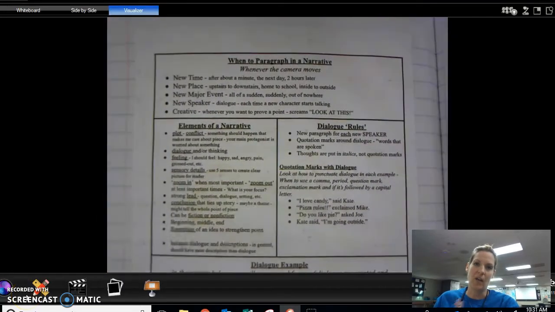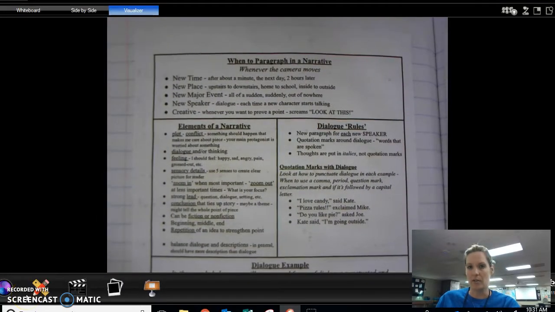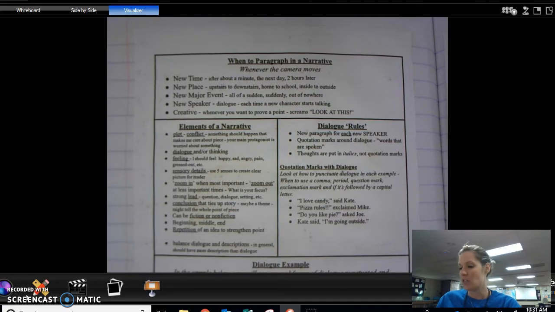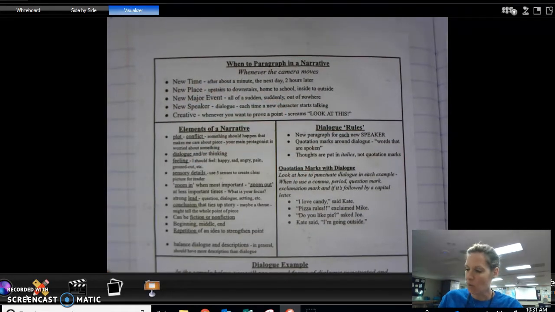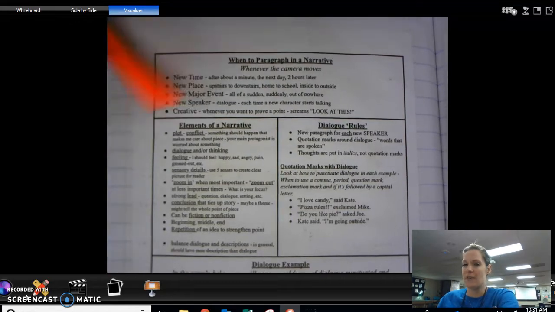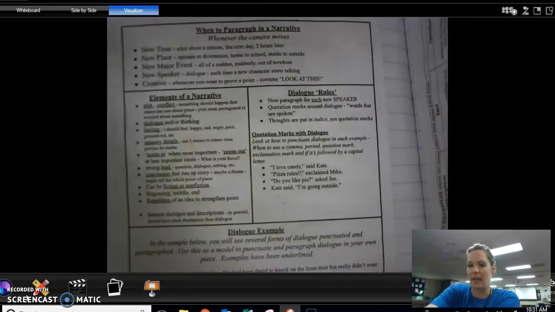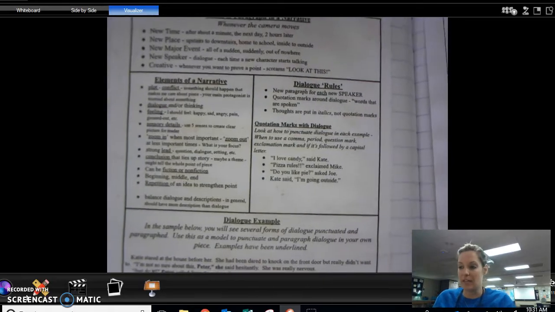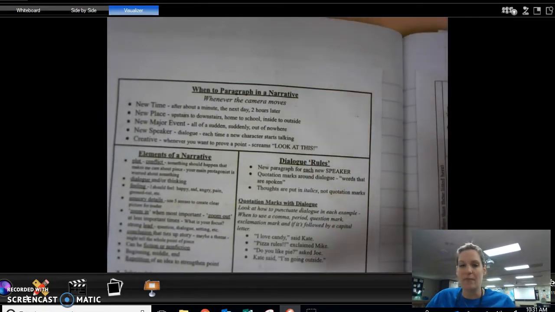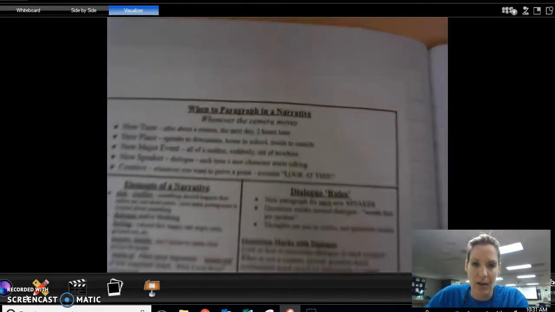In this lesson, we're going to take a look at when do we paragraph in a narrative piece of writing. So what I want for you to do first is turn to page 92 in your resource journal, or wherever this piece of paper is right here. And what we're going to look at is the very top of this piece of text. At the top, it talks about when to paragraph in a narrative, and it gives you 5 different bullet points of when to do that.